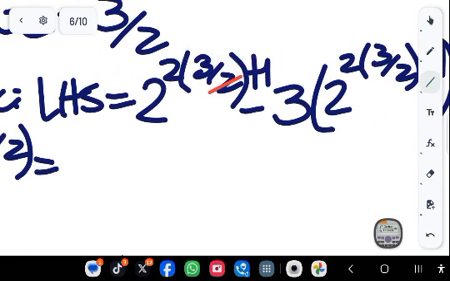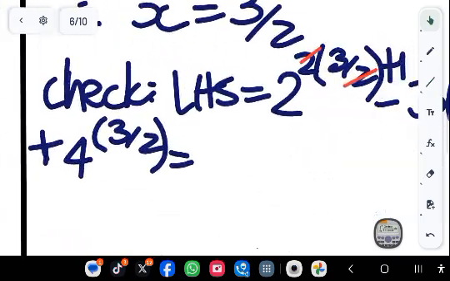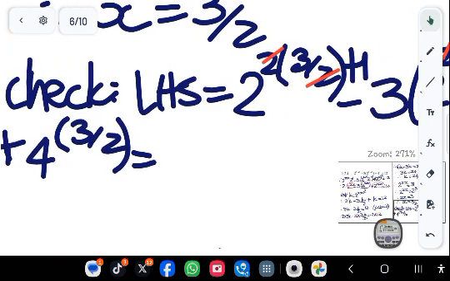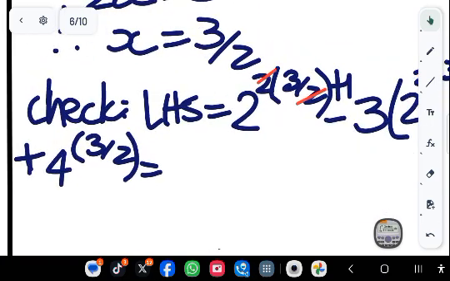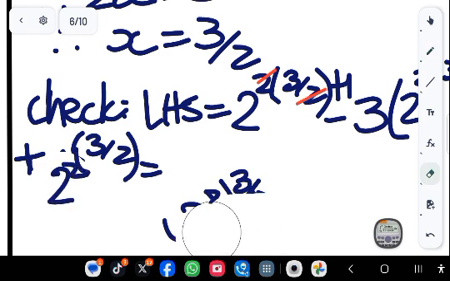notice that the 2's cancel out here. Over here also. And here 4 can be written as 2 squared, so 2 to the power of 2, and the 2's also cancel here. So that is 2 squared times 2 to the power of 2. So they cancel out. That leaves us with 2 to the power of 3.